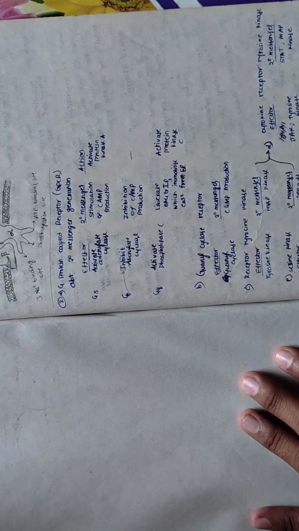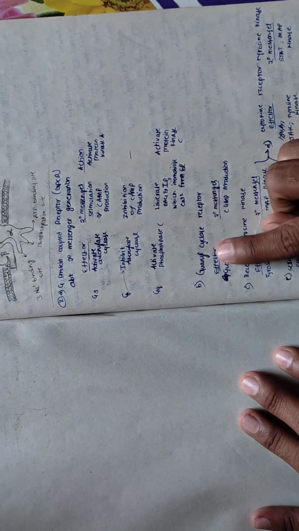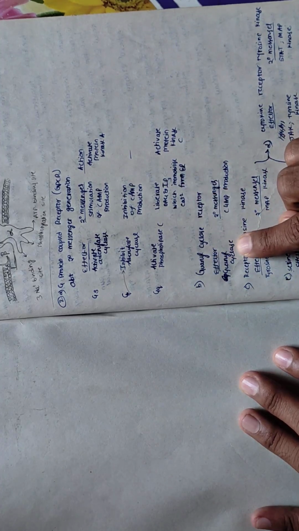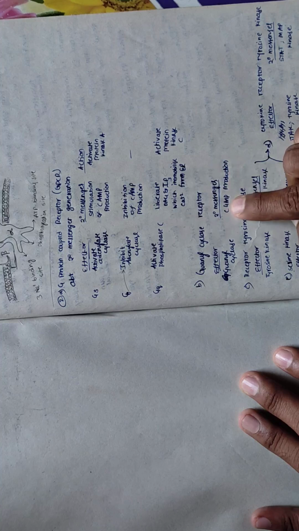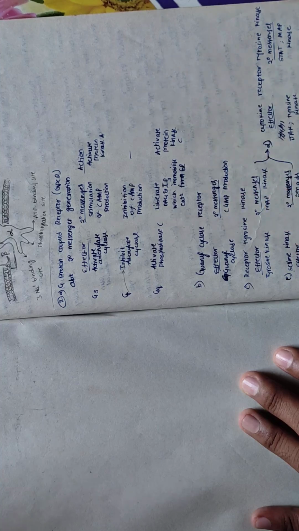Nothing else is there. Okay, now the guanylyl cyclase receptor. Guanylyl cyclase is the receptor, and the second messenger is cGMP production. cGMP is the second messenger, and the action is not mentioned.